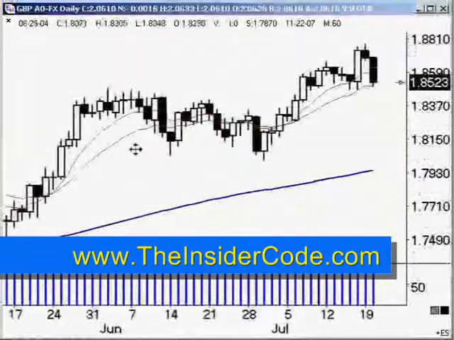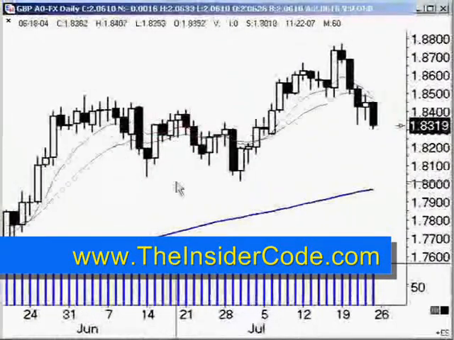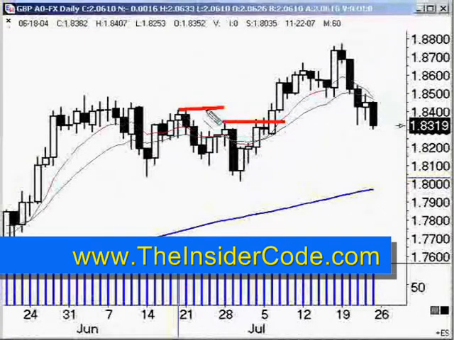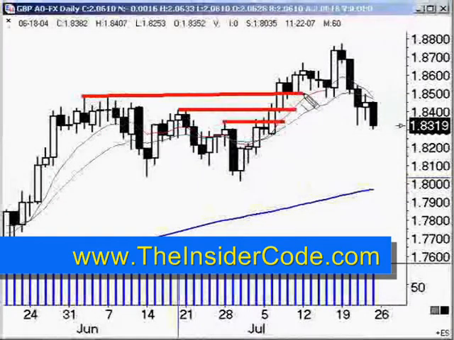Boom, market breaks to the upside. So as the market was moving up, it broke through this hand, giving us an entry, broke through this hand, giving us an entry, broke through this hand, giving us an entry, and then finally stopped us out right there.